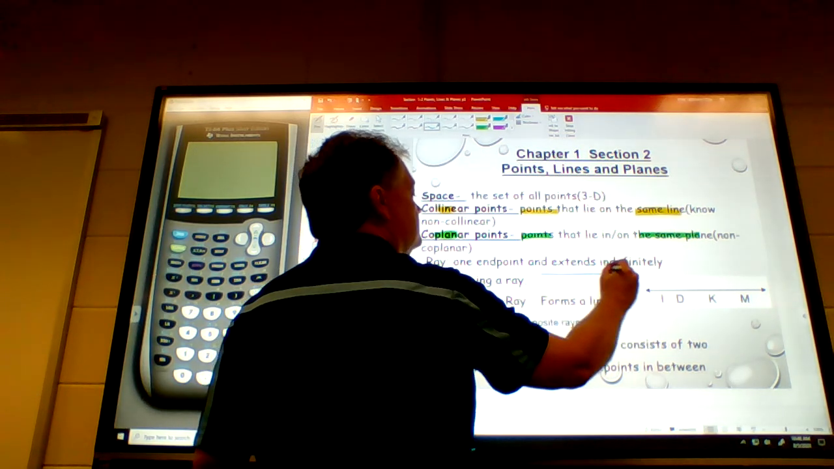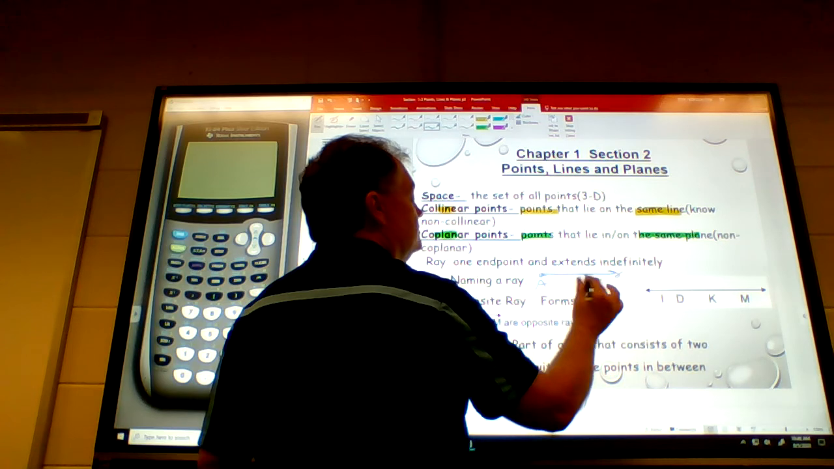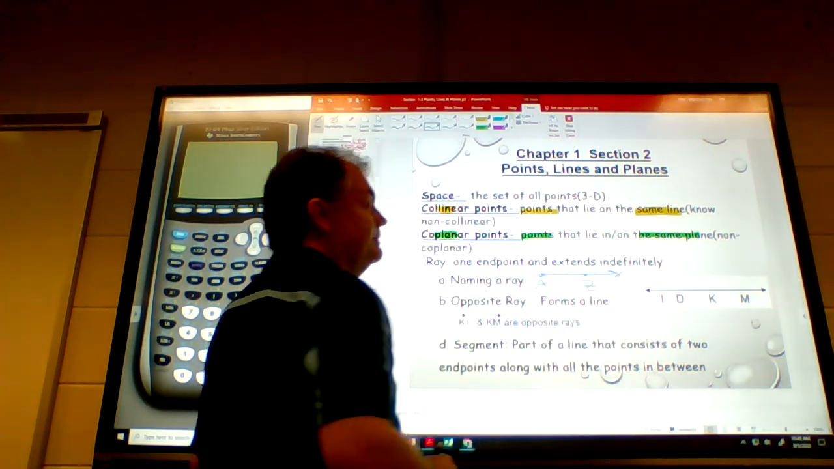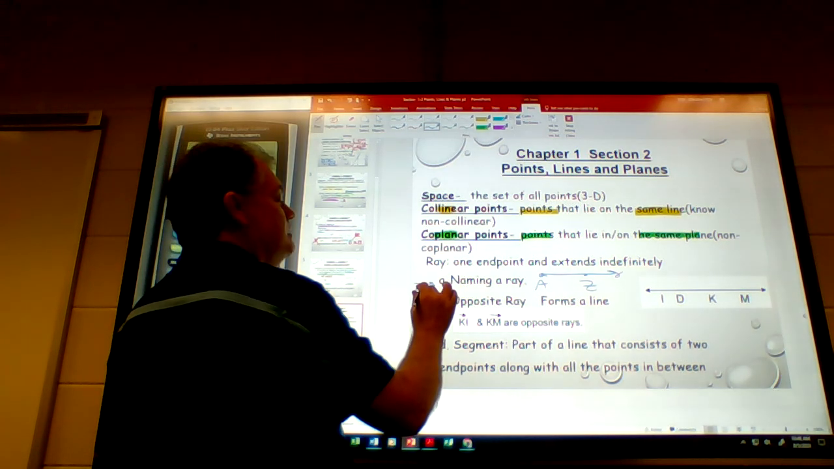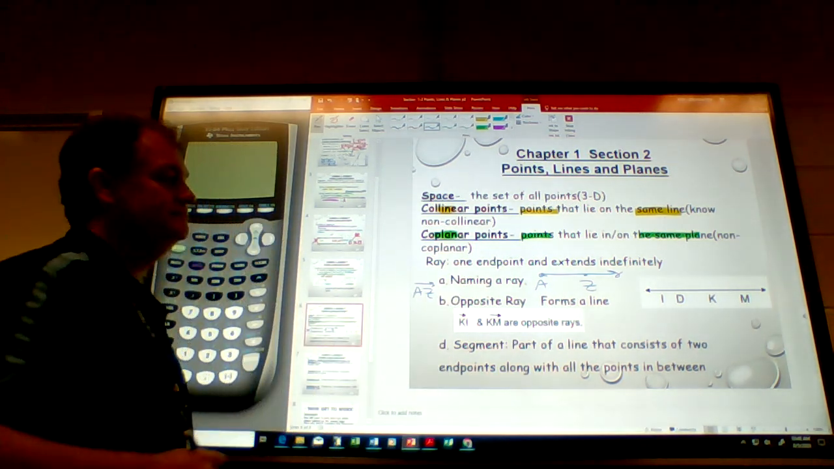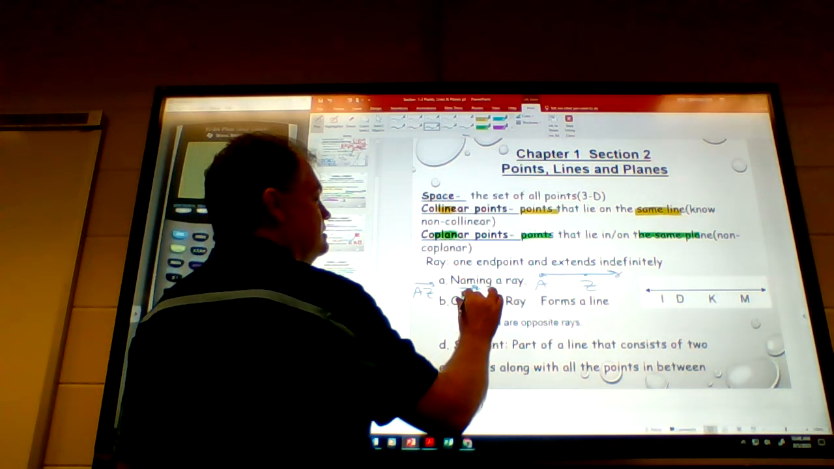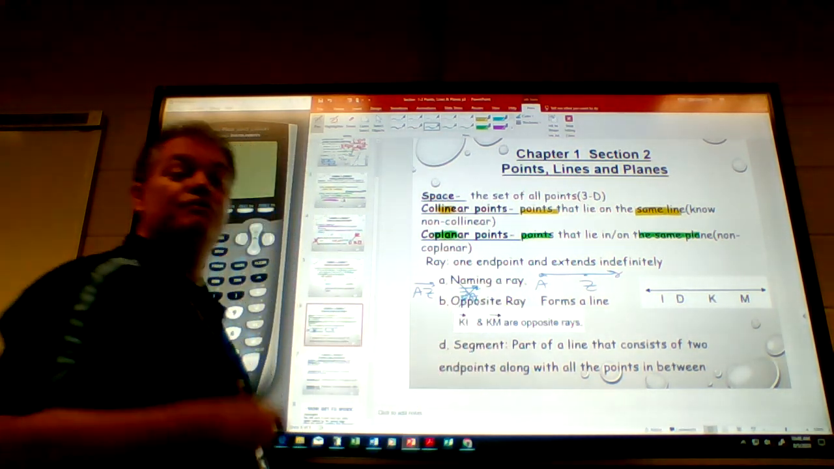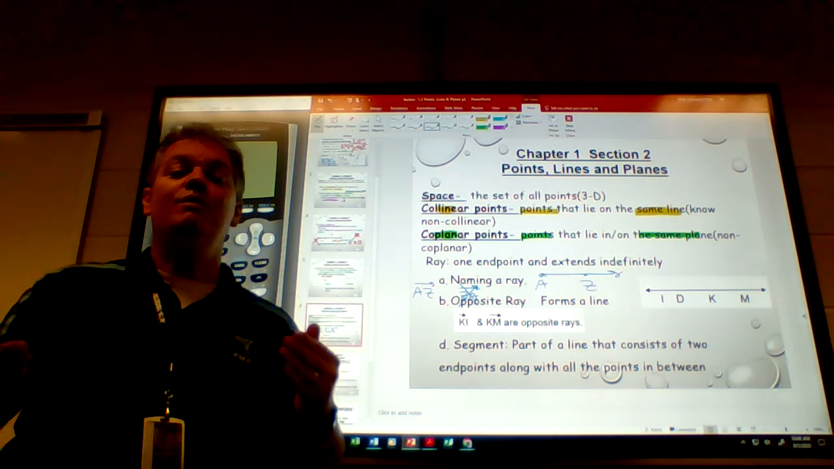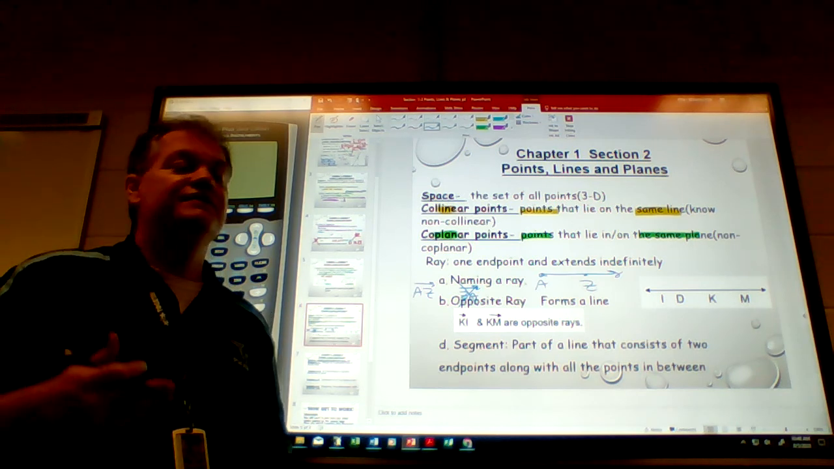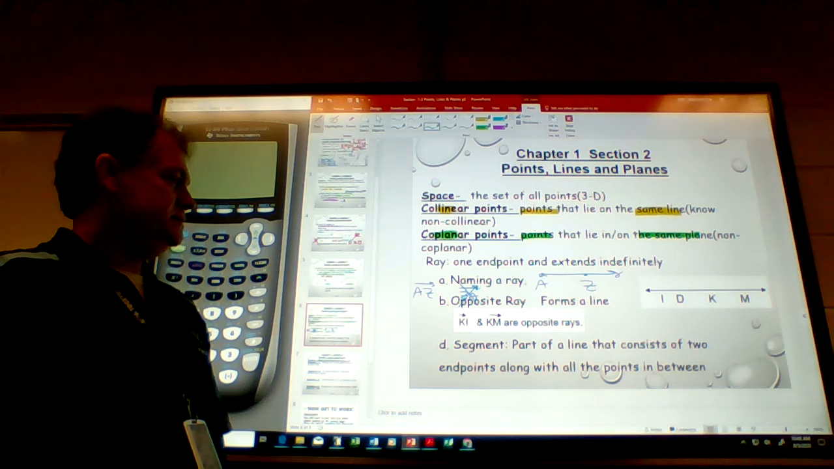For example, we'll call this A, Z. It would be named ray AZ. It would not be ray ZA, because Z is not the endpoint. A is the endpoint. You must always start with the endpoint. That's the thing to remember. You have to always start with the endpoint.